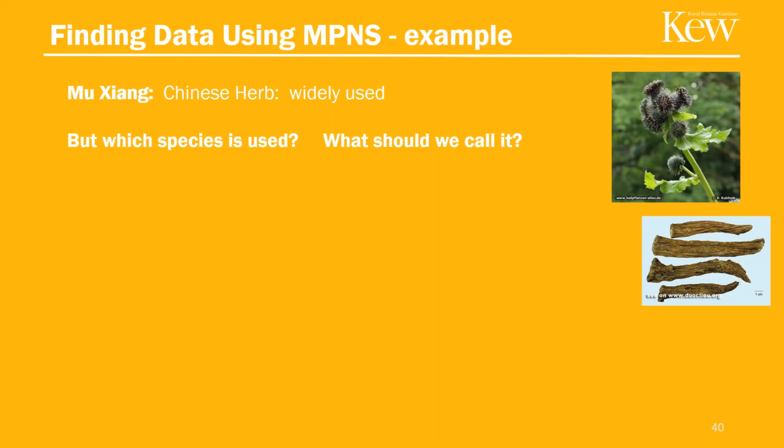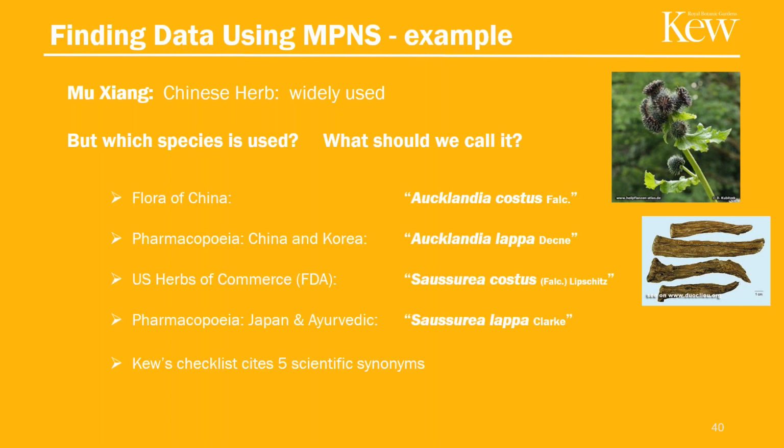So how would you use it? Well, muxiang is a commonly, widely used traditional Chinese herb. If you go into one of those Chinese herbal shops close to where you live, they will have muxiang as one of their products. And the question really is also what species is being used? What is it really? What should it be called? And if you look in the Flora of China, it will give you one name. The Chinese Pharmacopoeia gives a second. US Herbs of Commerce uses a third. The Japanese Pharmacopoeia uses a fourth, and we are aware of further synonyms.